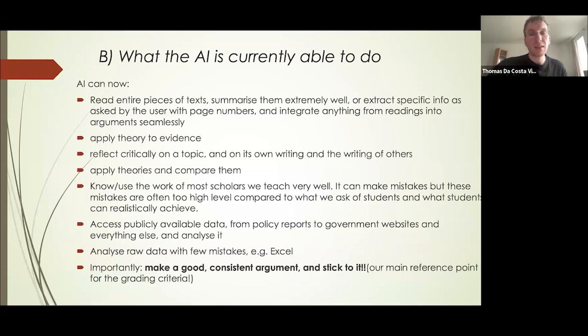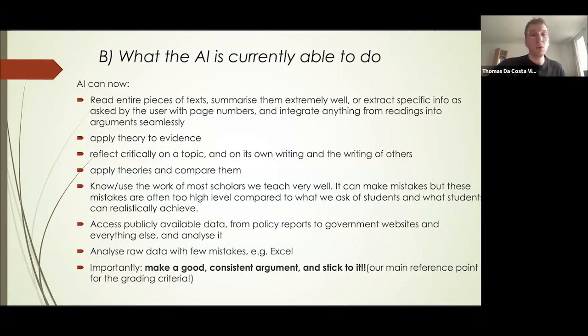So, what the AI is currently able to do, and this is really important to know. At this point in time, in late 2025, AI can now digest and read entire pieces of texts, summarize them extremely well, extract specific insights if the user asks it to, with page numbers and even actual quotes, and integrate anything essentially from readings into arguments quite seamlessly. It can now apply most social science theory to evidence, especially politics and IR theory, very easily. It can reflect critically on the topic. It can reflect on its own writing, on the writing of others, including the best scholars. It can apply theories and compare theories and concepts, etc.